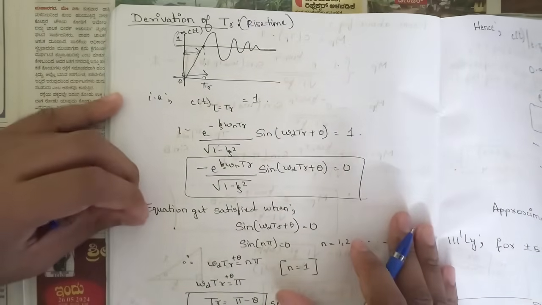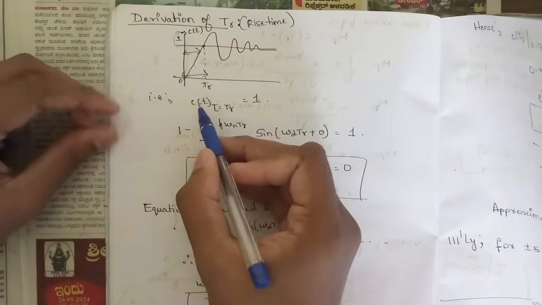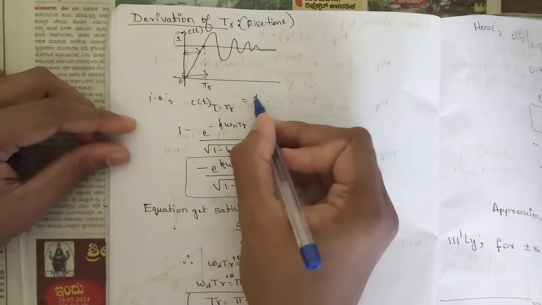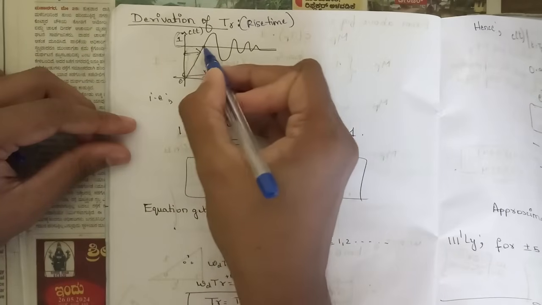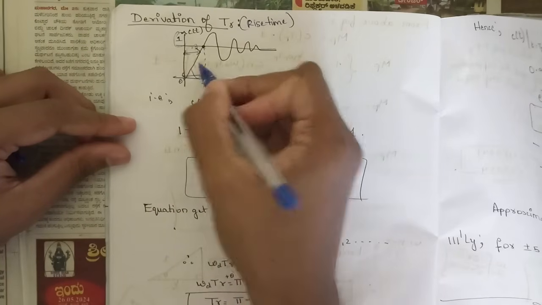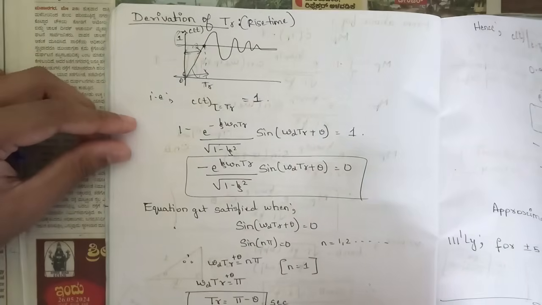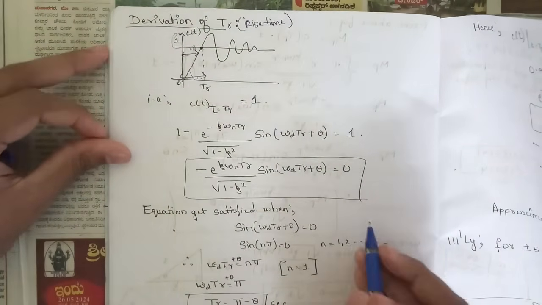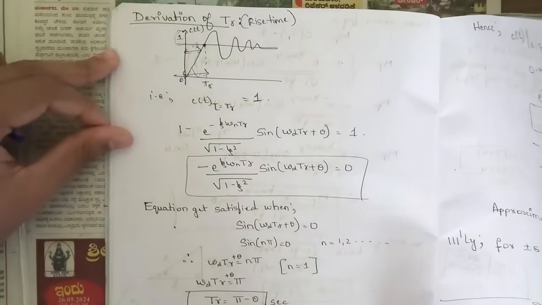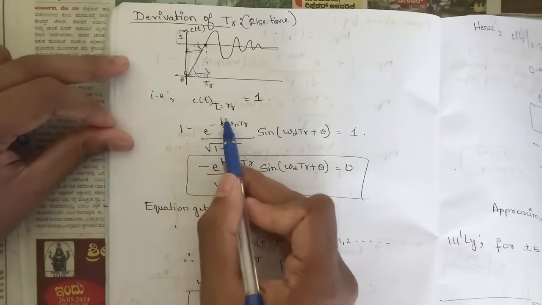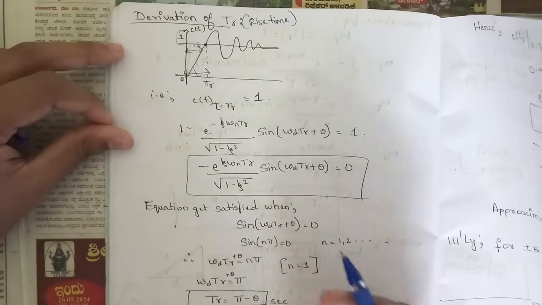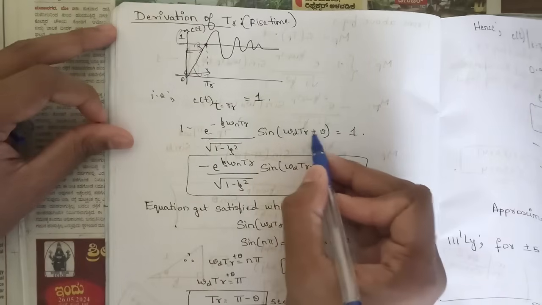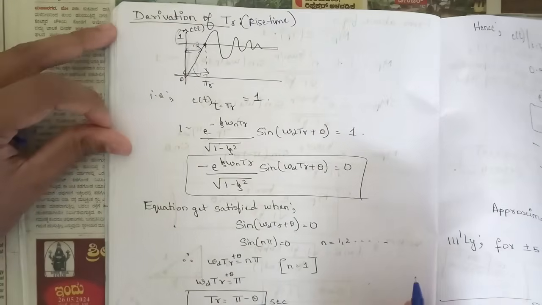So for derivation of Tr, again what we need to take is the output response c of t at t is equal to Tr, that is equal to 1. Since the Tr range is only from here to here, from 0 to 1, we can directly write the value of c of t is equal to 1, where the value of t is equal to Tr. So again now substitute the value of c of t, that is 1 minus e to the power minus zeta omega n t, in place of t substitute Tr, divided by square root of 1 minus zeta square into sine omega d Tr plus theta is equal to 1, okay.